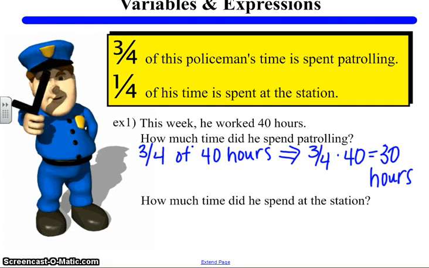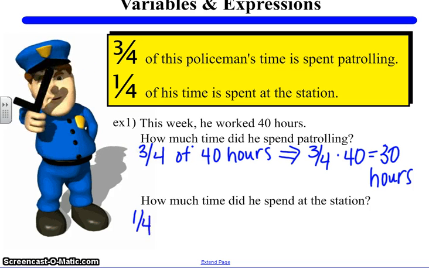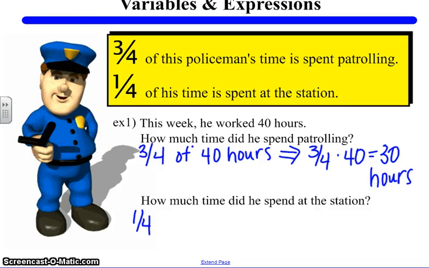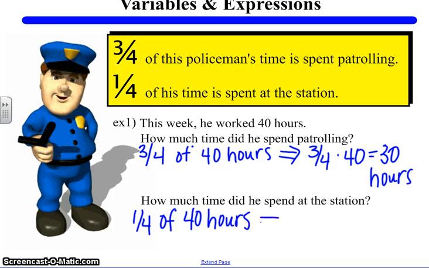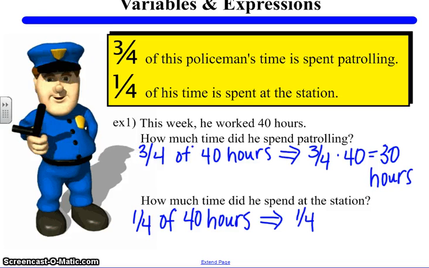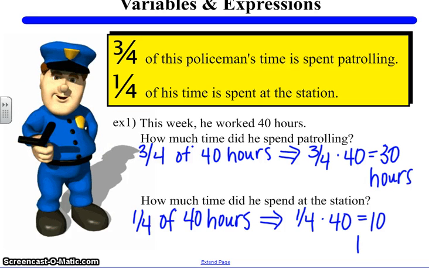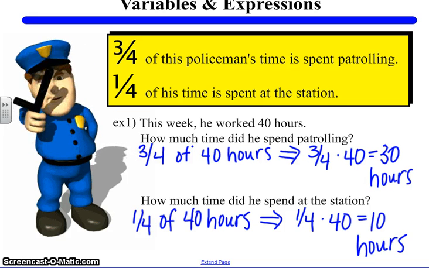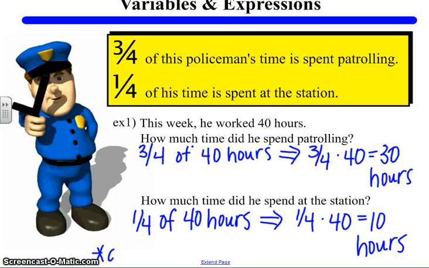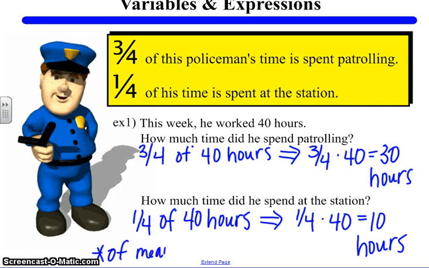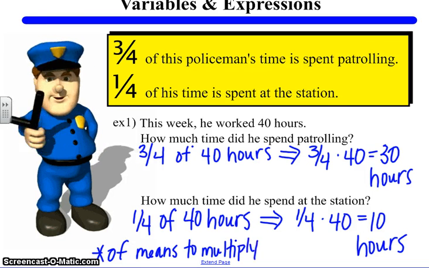It also wants to know how much time he spent at the station. Well, we know that 1/4 of his time is spent at the station. If he worked 40 hours, we're going to do 1/4 of 40 hours. Again, that magical word of means 1/4 times 40, and 1/4 times 40 is 10 hours. So the policeman spent 10 hours at the station. So one thing to remember is that the magical word of means to multiply. And if you need to, pause it to take notes.